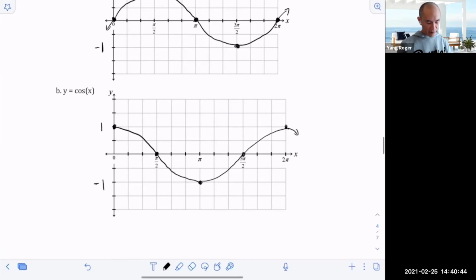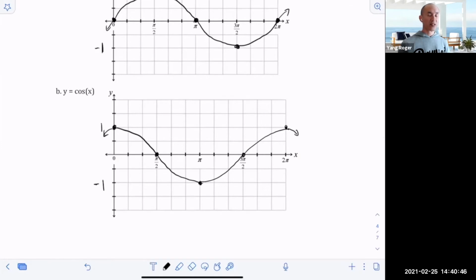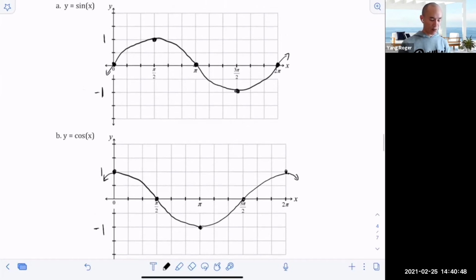Put a little arrow to indicate it repeats, and that's cosine. Any questions about those two? All right.